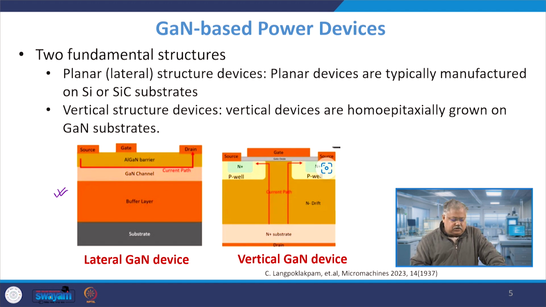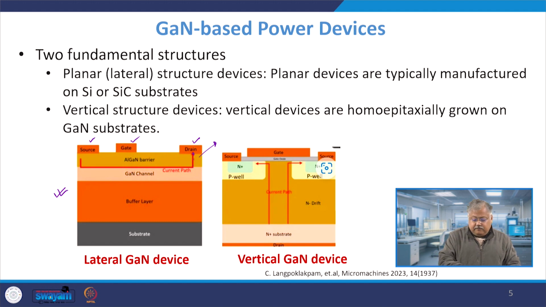Let's look at the planar structure first, and you can see that this is basically a GaN substrate power device. So I have a source, I have a gate and I have a drain. This is my AlGaN barrier, aluminum gallium nitride barrier, and this is my gallium nitride channel across which the current is flowing from source to drain, right? So this red colored path which you see here is basically the current path which is flowing from source to drain and which is flowing on the gallium nitride channel.